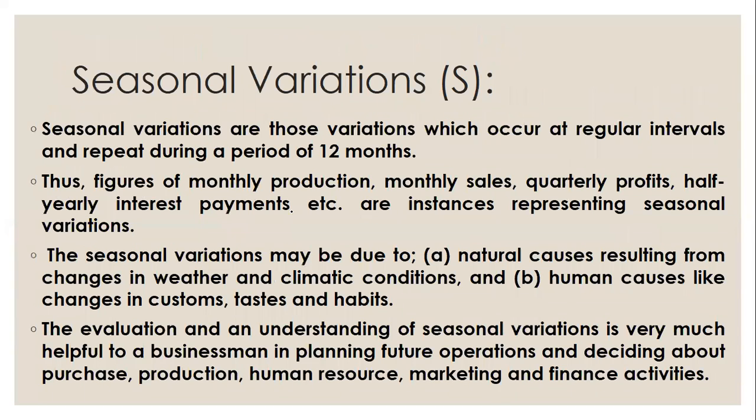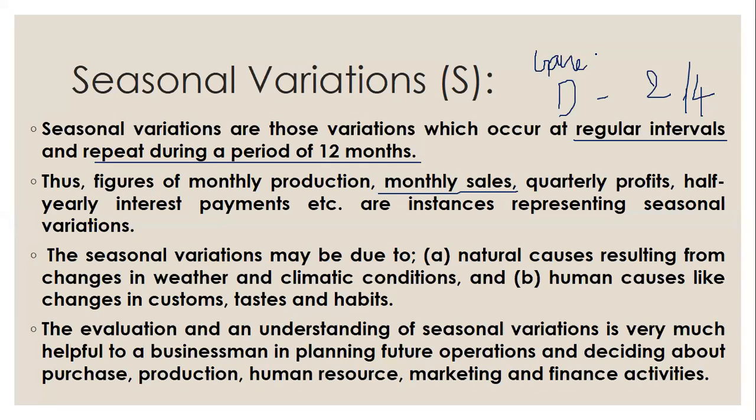Okay. Next is seasonal variation. Seasonal variations are those variations which occur at regular intervals and repeat during the period of 12 months. Monthly sales, production, Dasara time, two-wheelers and four-wheelers, they usually buy. Let's say Ganesha Gauri festival, Ganesha festival, they buy home appliances. These festival times, they buy home appliances.